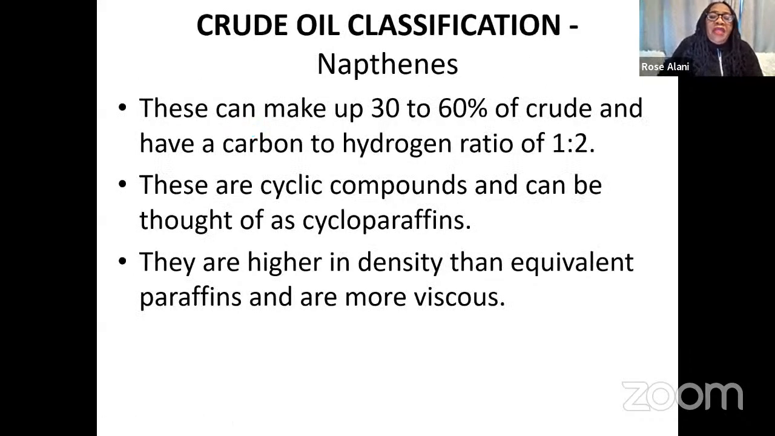So we have naphthenes. Naphthenes make up 30 to 60% of crude oil, and they also have the carbon to hydrogen ratio of 1 to 2. But in this case, they are cyclic compounds, otherwise called cycloparaffins. They are higher in density than the equivalent paraffins, that is, than the straight or branched paraffins. They are denser, and they also have higher viscosity than paraffins.